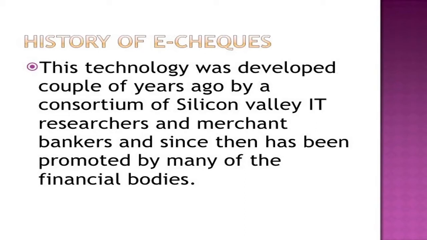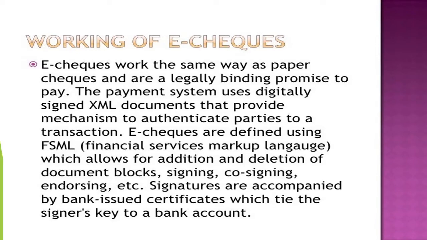So they thought that instead of physical papers, it is better to develop an e-check, like a photograph, enabled and encrypted with technology. An e-check works the same way as a paper check. Usually I write on the paper and sign with the pen, but a digital check or e-check is generated by the system with the signature and XML documents that provide a mechanism to authenticate the parties to the transaction.